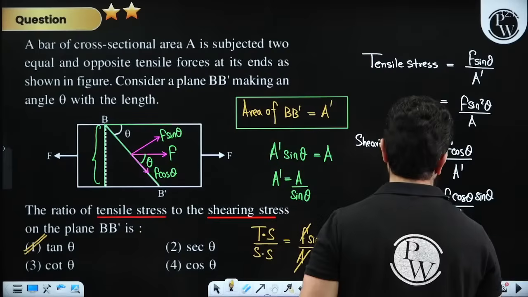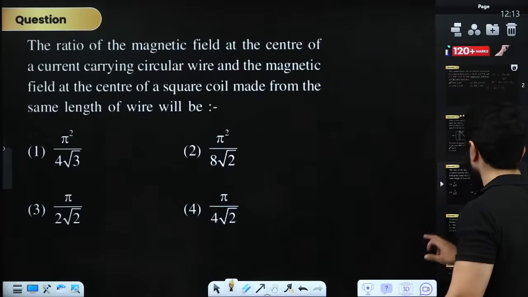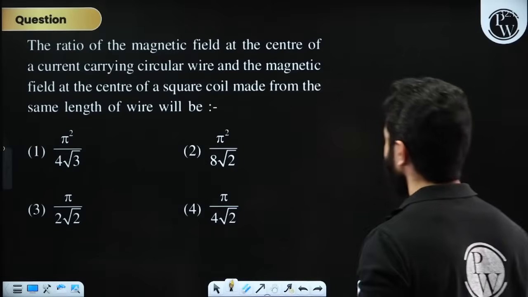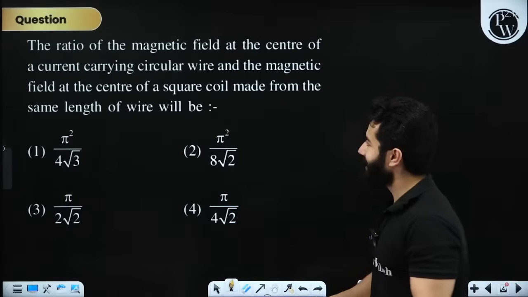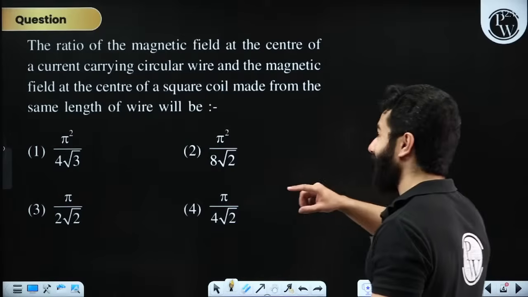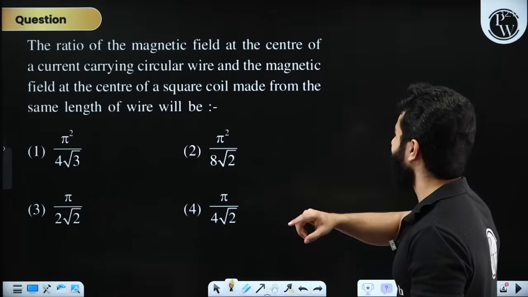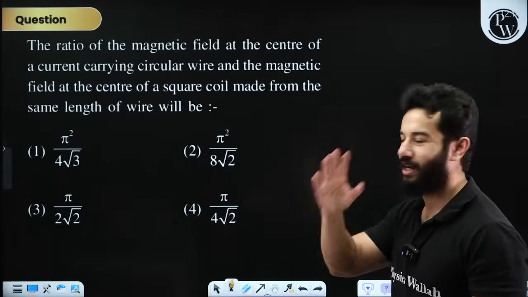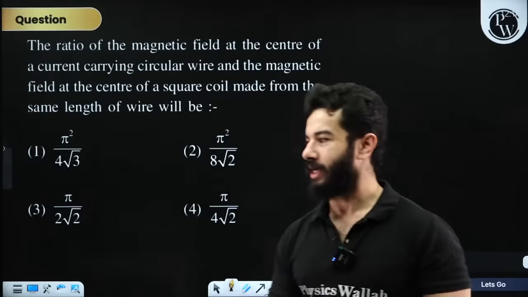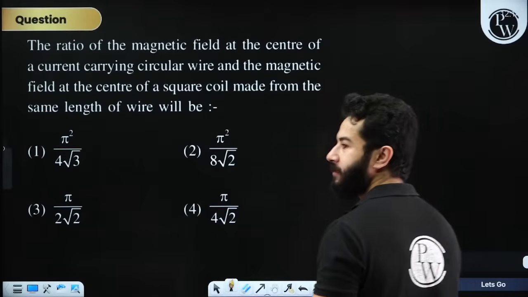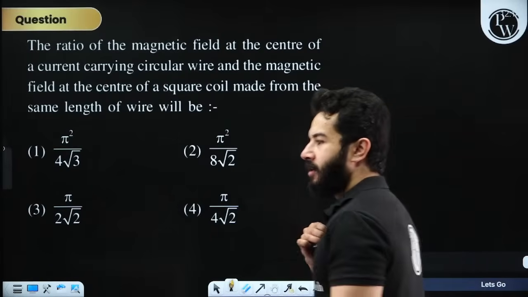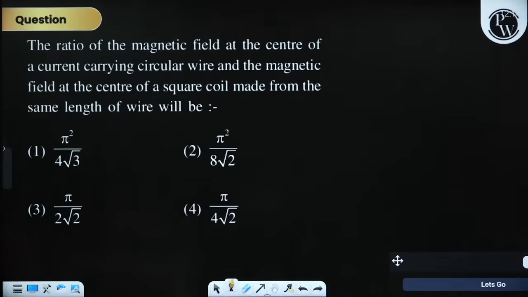All right. Moving on to the next question, my dear friends. Hopefully everything is clear. Very, very good. The ratio of magnetic field at the center of a current carrying circular wire and the magnetic field at the center of a square coil made from the same length of wire will be. Nice problem, 60 seconds, let's start. Be quick, my dear friends. If you have any doubt, do let me know.